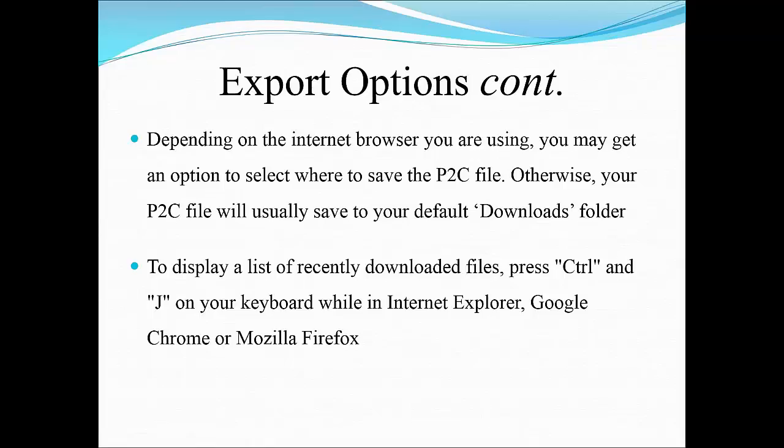So for example, if you're using Google Chrome as your internet browser, as soon as you've selected export complete list or export amendments only, it will simply save straight away to your downloads folder. You won't be given the option of choosing where to save to. In comparison, Internet Explorer, for example, will give you the option where to save to.